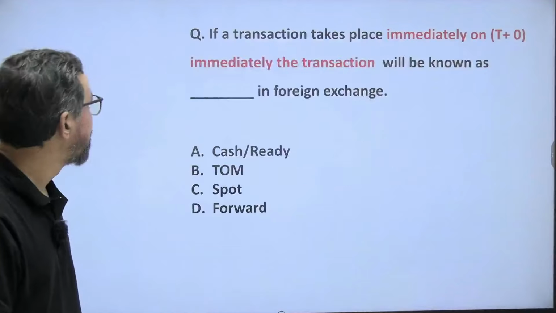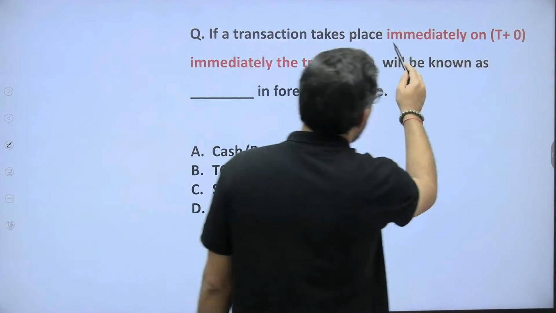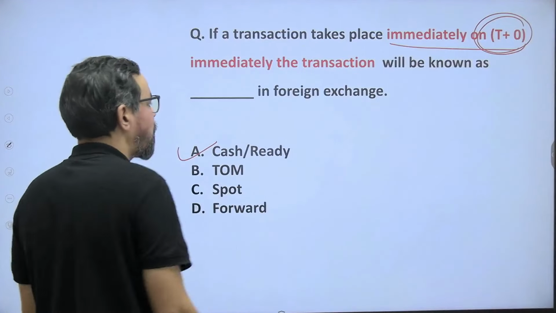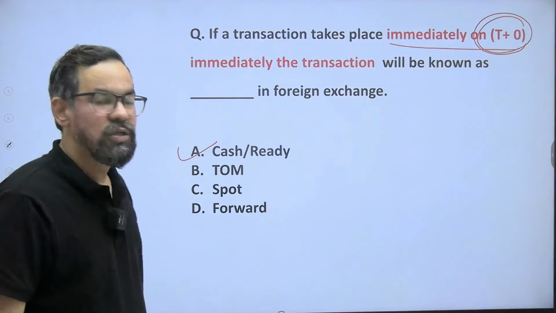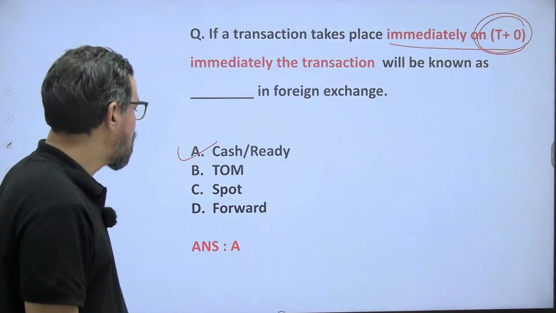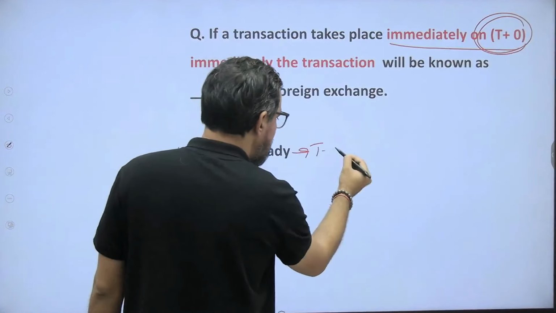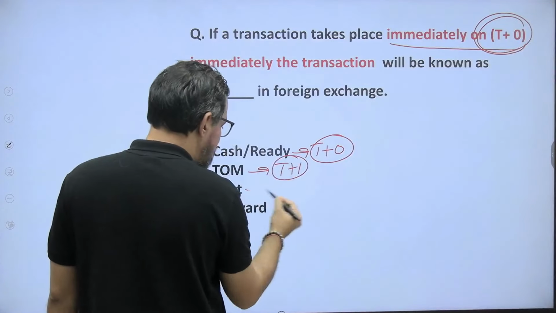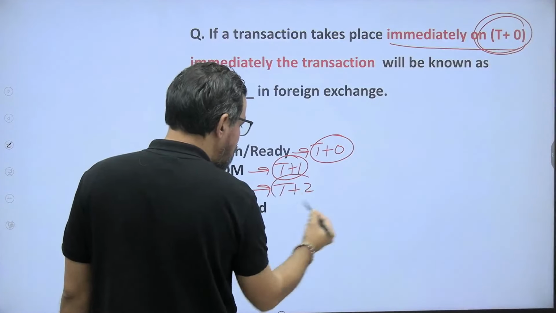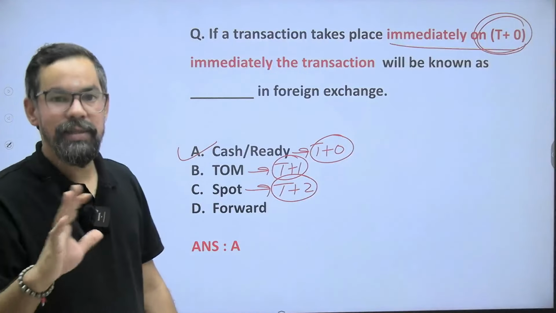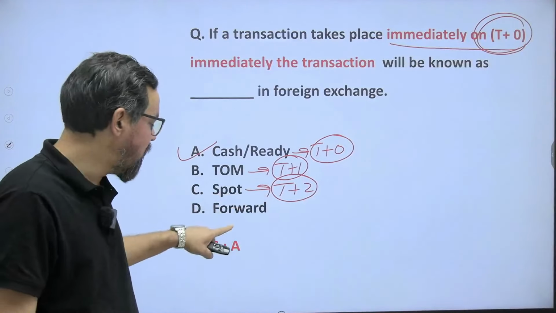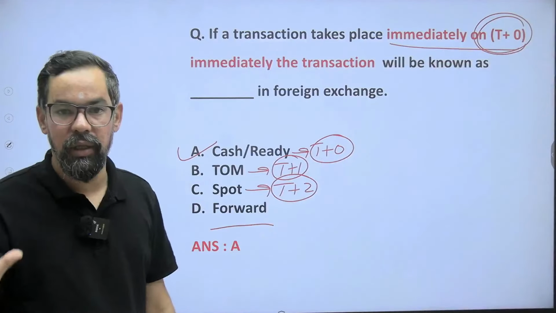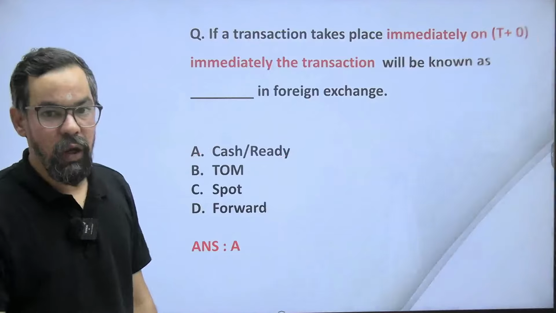Next one, guys. If a transaction takes place immediately, meaning T plus 0, it is called cash. You do not have to study further also. So T plus 0 is cash, same day. Tom is T plus 1 and spot is T plus 2. Only thing is you have to consider the Saturdays, Sundays or holidays. And these are the working days. And forward is if settlement takes place any date after the spot date, so that is called forward date, right?